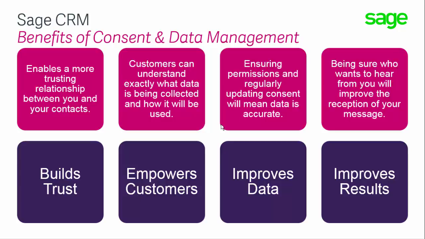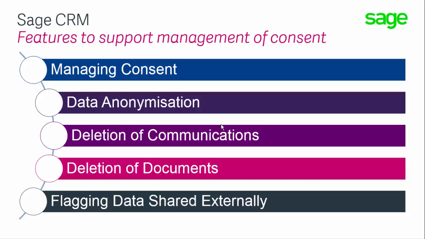Now, there are several new features in Sage CRM 2018 R2 that, when combined with existing functional areas, will help Sage CRM customers with the overall management of consent. And these include obtaining and tracking consent at the level of individual records or groups of records, anonymizing data, that is, blanking out or obfuscating data within individual records or groups of records, then deleting communications and library items, and finally being able to understand where data is being used outside the system.